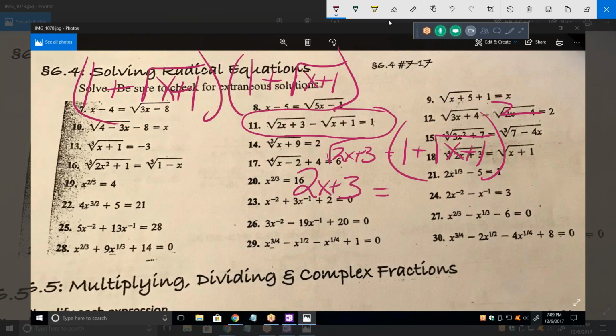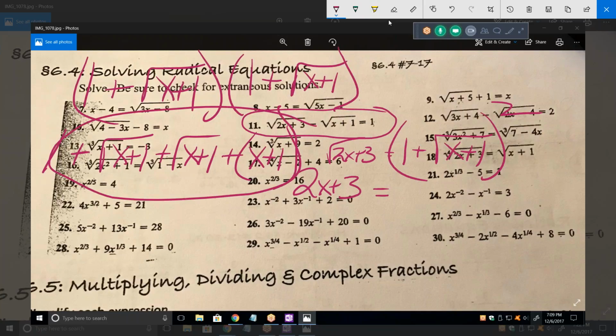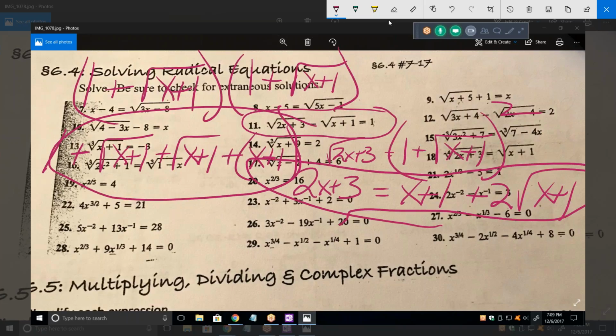It would be 1 plus root x plus 1 plus root x plus 1 plus root x plus 1 squared. Which is x plus 1. So that's what that is squared. So that is x plus 1 plus 2 root x plus 1, correct? Mm-hmm. So now I have this equation, and you can see what's happened is I've taken two radical signs and turned them into only one.